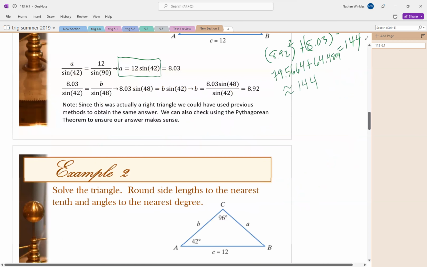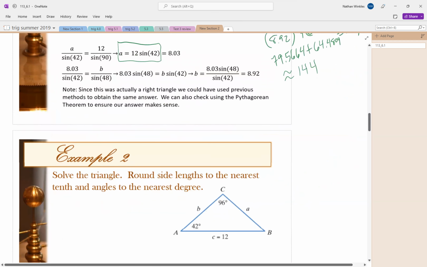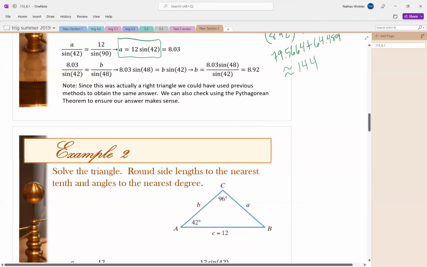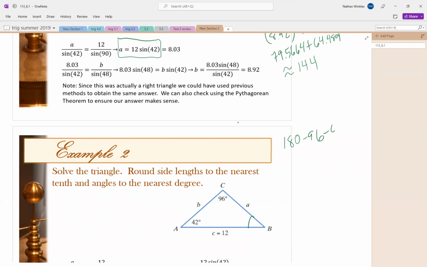The next example we have here. So we're told solve the triangle again. This time we're guaranteed that one of them is not 90 because of the way that it looks here. 42 and 96. So if we find angle B real quick, that's 180 minus 96 minus 42 is equal to angle B. So that's 90, that's 84.